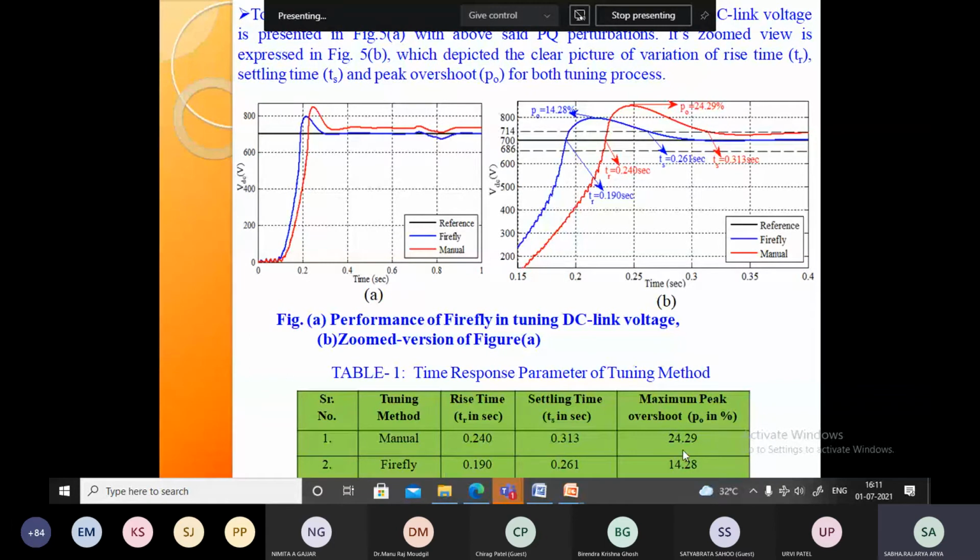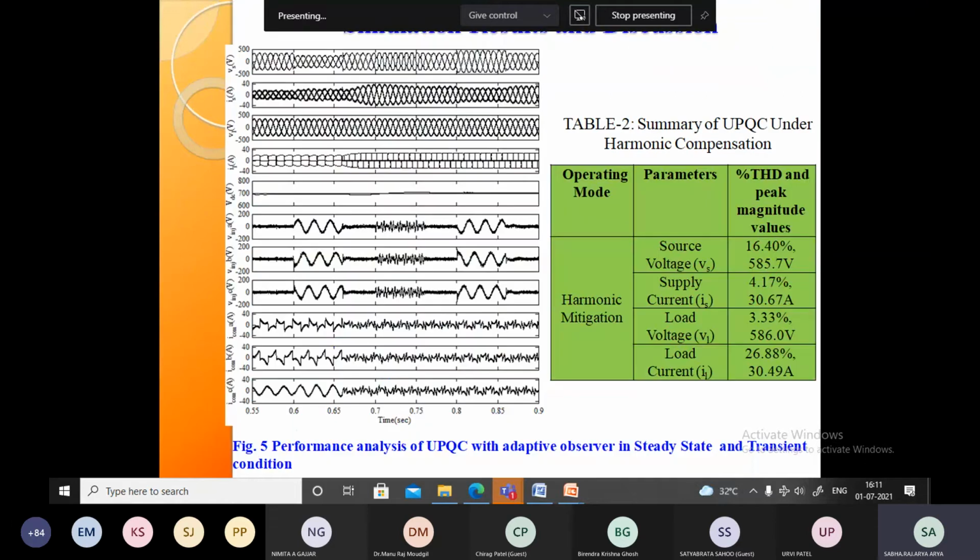And with Firefly, we have got some advantage that we have shown. That also we can see during some dynamics. So this is the response of EPQC. See the response: supply voltage, supply current, load voltage, load current, DC bus, injection voltage all 3 phases, injection current all 3 phases.